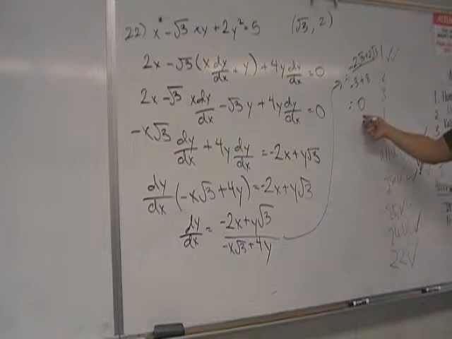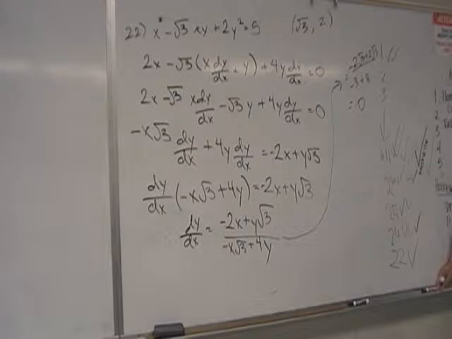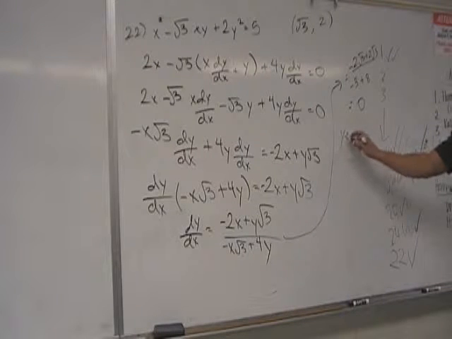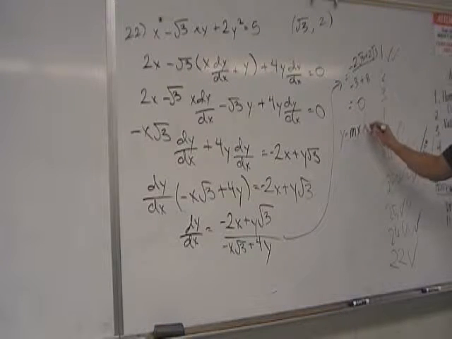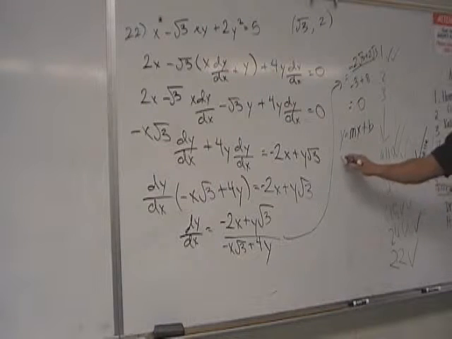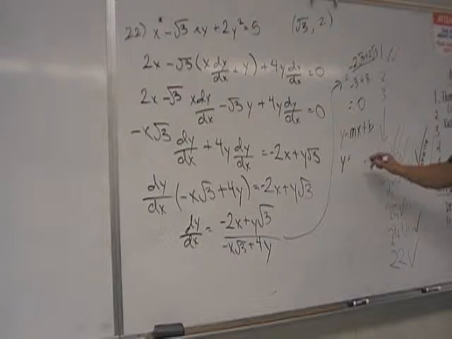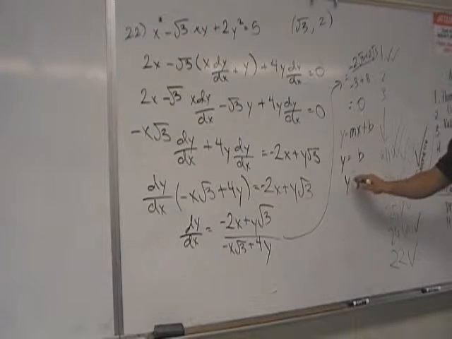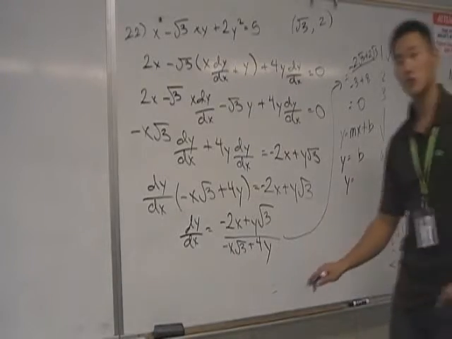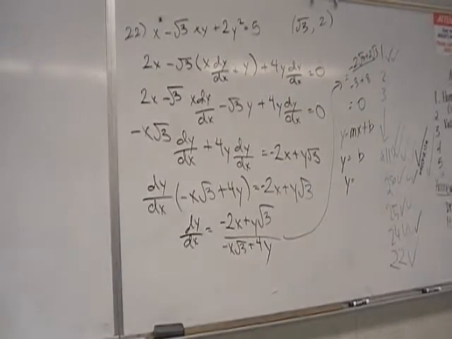Okay, so if your slope is 0, then now that you write your equation, alright, so our slope is 0, so y equals b. You're supposed to find the slope. You sure? Find the line. Yeah, find the line.